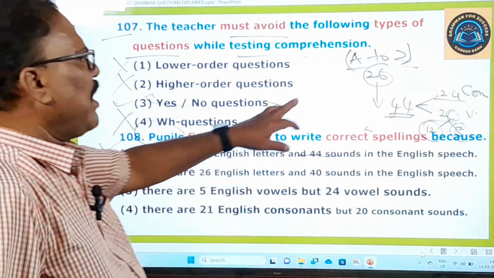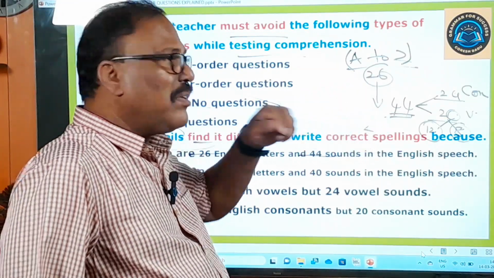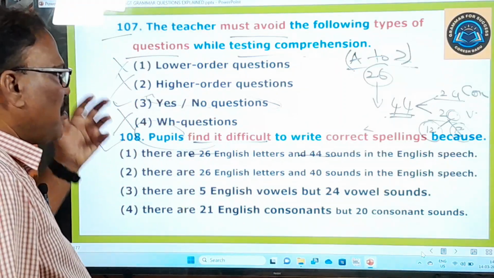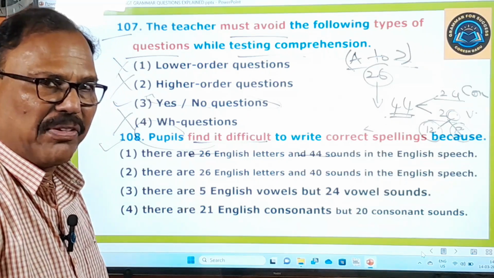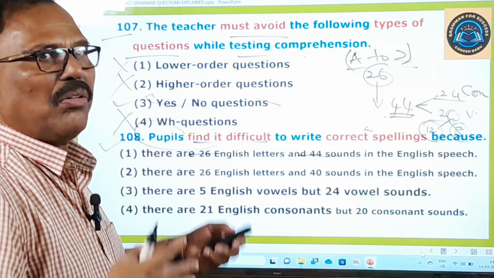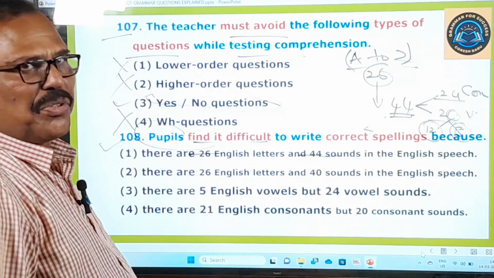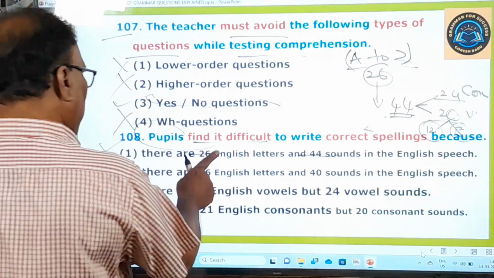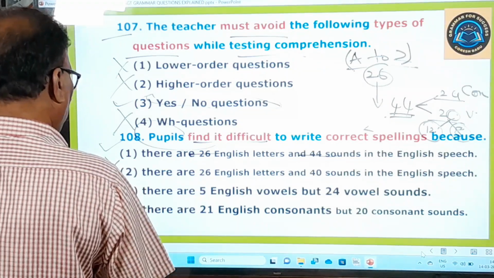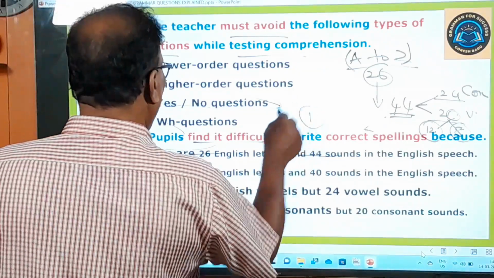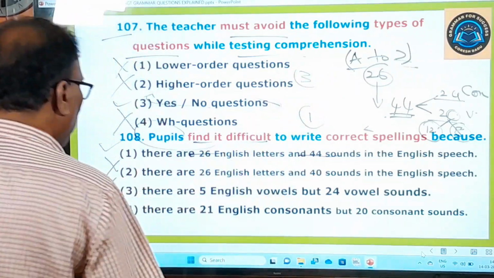Whatever it is, we have 26 letters but 44 sounds, and this is why most of the students find it difficult to give the correct spelling of certain words. I cannot say all the words, but the spelling of certain words will be very difficult for the students. So the very first one is the right one, not the second, not the third, not the fourth. The first one is going to be your answer, and this is the third one, right? Now let's move on to the last round of questions.